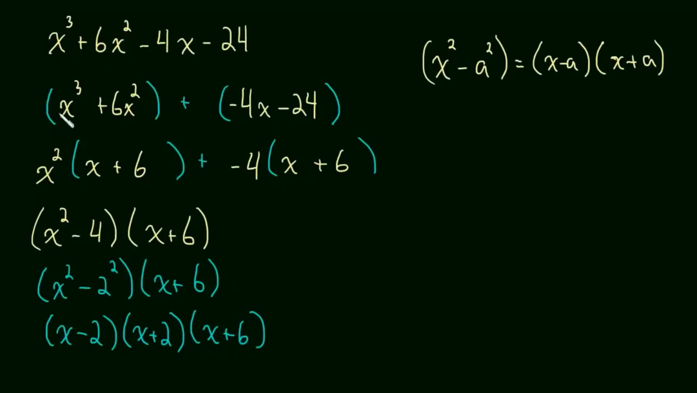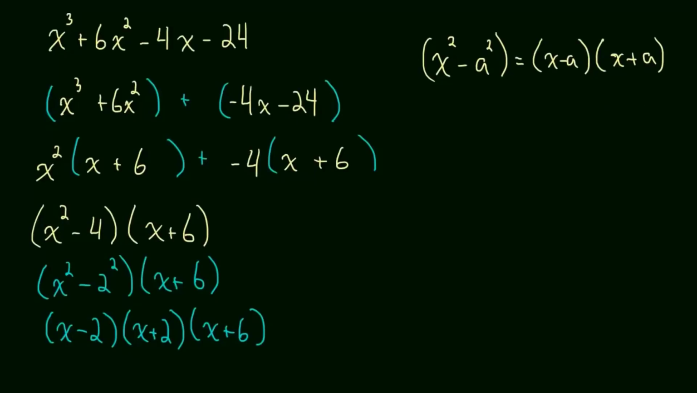So we factored by grouping. That's how we're going to do it. What happens if you have a coefficient in front of the x term. So let's look at that. What if we had something that looked like 3x cubed plus 9x squared plus x plus 3.